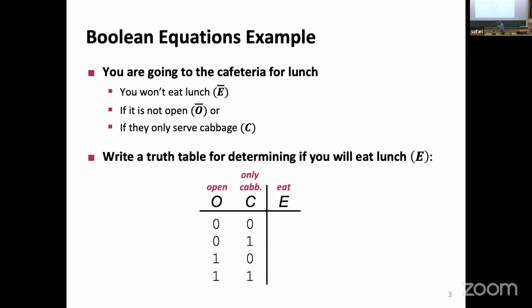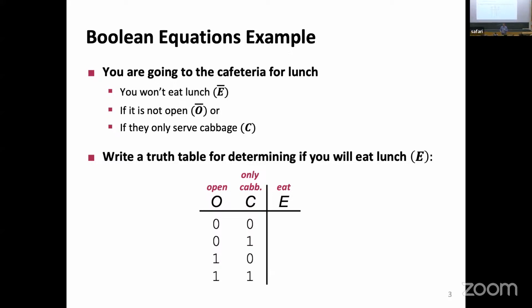Now, this is a very, very important circuit. We decided that we have to make a circuit to decide this. My choice is, I want to determine whether or not I'm eating lunch. Who had lunch today? Okay, you all had this great circuit and you all decided you want to eat. But me, I have these problems. I'm not going to eat lunch if it's not open or if they only serve cabbage. Now there are three things. One of them is the output, which is, am I eating? And there are two conditions. Is this place open? And is there only cabbage? I have no idea why cabbage, okay? Don't come to me.